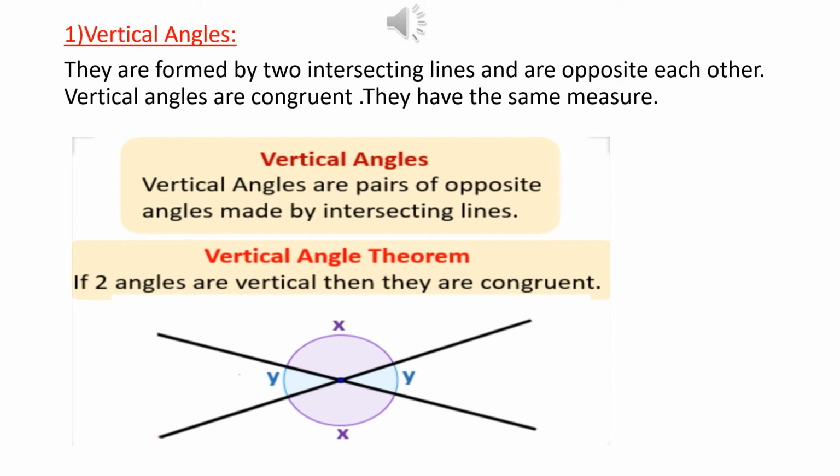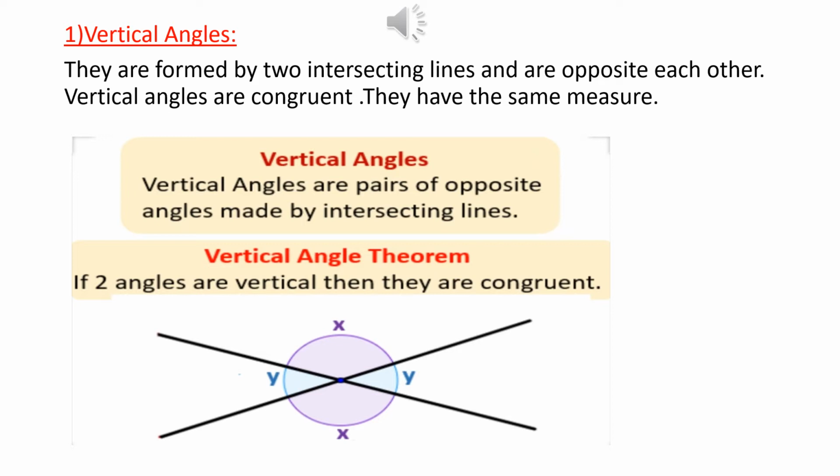Vertical angles are formed by two intersecting lines and are opposite each other. Vertical angles are congruent, they have the same measure. Vertical angles are pairs of opposite angles made by intersecting lines. They are the angles opposite each other when two lines cross.